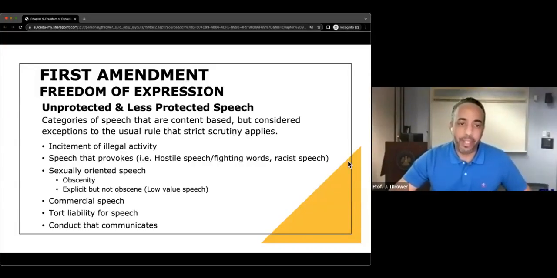All right, so we continue on with our discussion surrounding freedom of expression and unprotected and less protected speech. So far we have discussed several categories under unprotected and less protected speech. We've talked about incitement of illegal activity, speech that provokes.